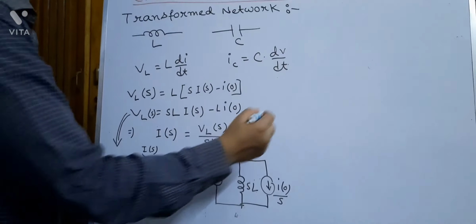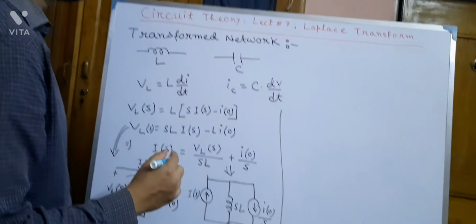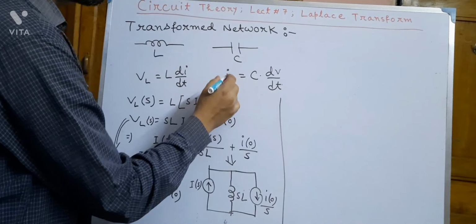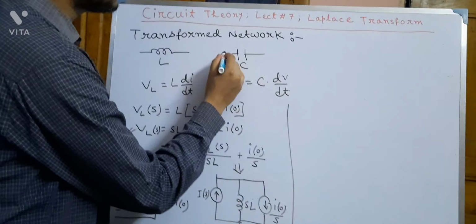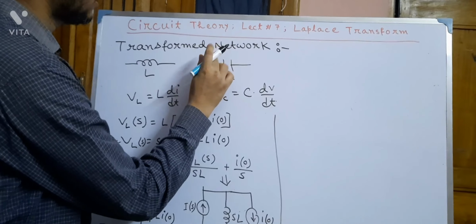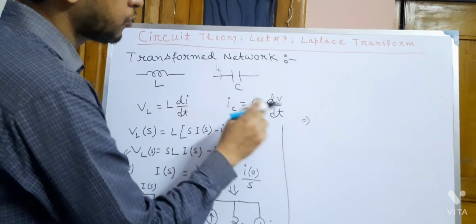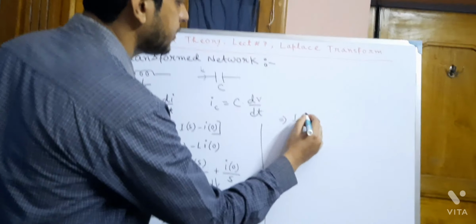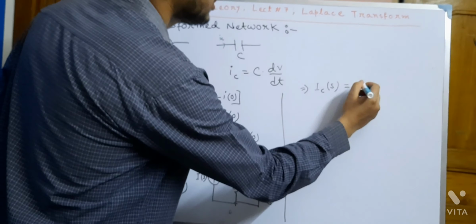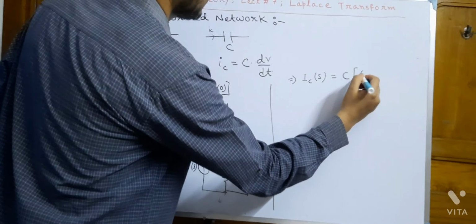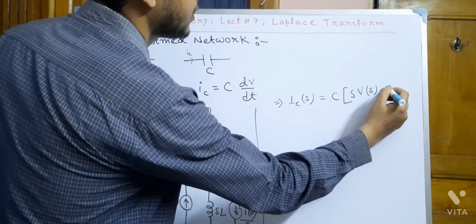Okay. Now let us take the case of the capacitor. The governing equation of the capacitor is IC equal to C dV/dt. This is IC. So let us take the Laplace transform of both the sides. So IC(s) equals C into (sV(s) minus V0).